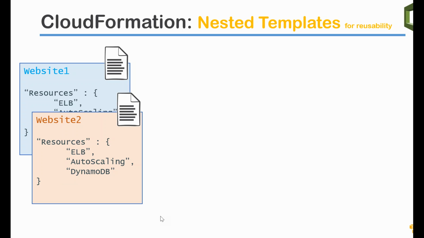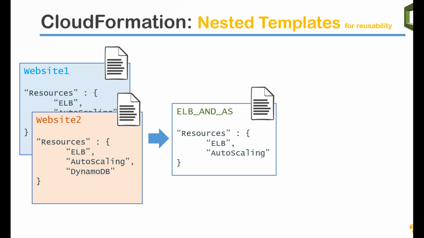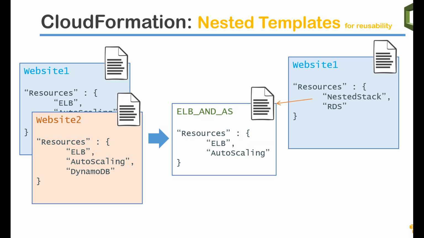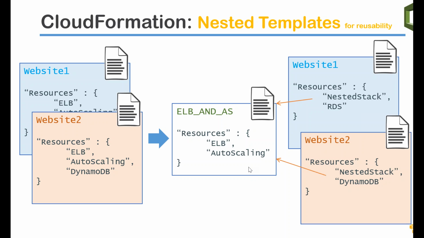Is there an option? That is where nested templates come into the picture. What I'm going to do is separate my ELB and auto scaling code into a separate template. Let me call it a network template or network stack. And I'm going to create one more CloudFormation stack for website 1. Website 1 will refer to my ELB and auto scaling template, and it will have code only for RDS. And when it comes to website 2, I will have one more template for the nested stack and DynamoDB. This way I'm going to reuse.